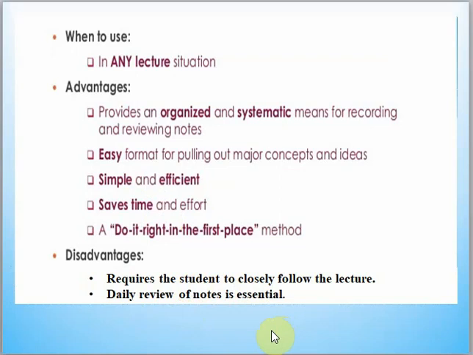It requires the student to closely follow the lecture, meaning you should not miss the lecture. Also we have seen that in note taking it is very important to be very attentive at lecture time, and very important to review your notes, because sometimes what happens is you make notes and use short forms and all these things, but you forget for what purpose you have written them. So you must take care of these things while making notes.